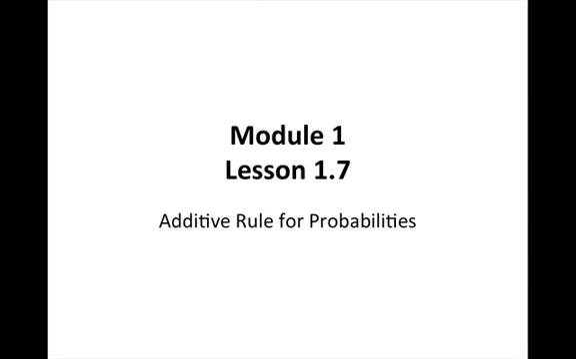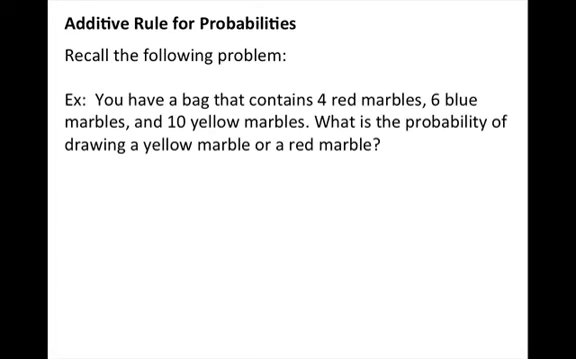Lesson 1.7 covers the additive rule for probabilities. Recall the following problem. We had this in a previous lesson. You have a bag of marbles that contains 4 red marbles, 6 blue marbles, and 10 yellow marbles. What is the probability of drawing a yellow or a red marble?